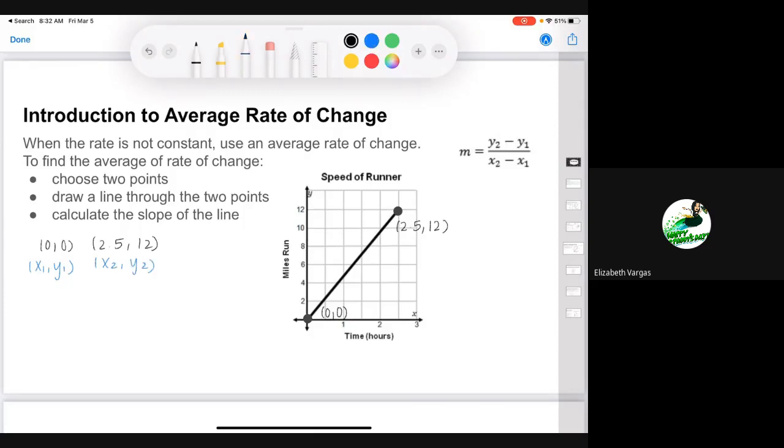Now I plug those in. So 12 minus 0 over 2.5 minus 0. That gives me 12 over 2.5. Now 12 divided by 2.5 gives me 4.8. And so my average rate of change here would be 4.8. So basically the average rate of change takes the average of the entire line and gives you an average rate of change. Okay. Any questions about this?